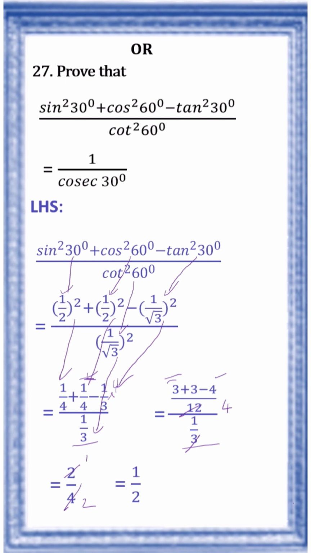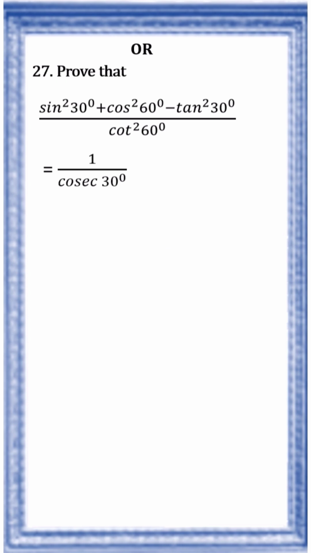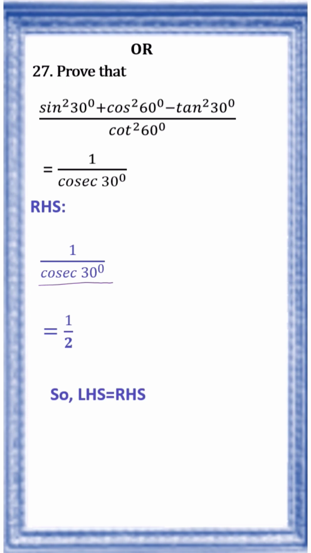This is LHS. Now let us take the RHS, which is 1 over cosec 30. Here cosec 30 is 2. So 1 over 2, which is equal to RHS. Hence LHS is equal to RHS. Hence proved.